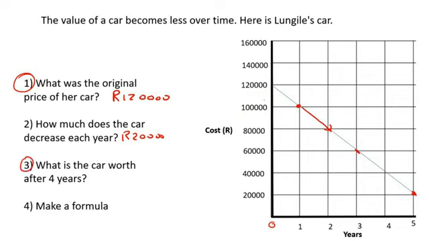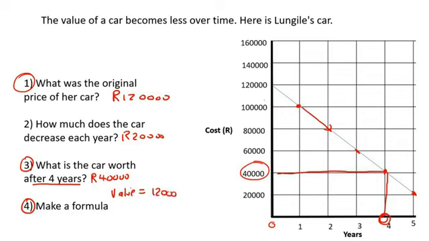This question says, what is the car worth after 4 years? So at 4 years, just go up, read the value, and that'll be 40,000 Rand. Okay, this one says, make a formula. So the value of her car, we can say that the value equals, so it starts at 120,000, and then each year, it goes down by 20,000. So we can say minus 20,000 multiplied by however many years it's however old it is.